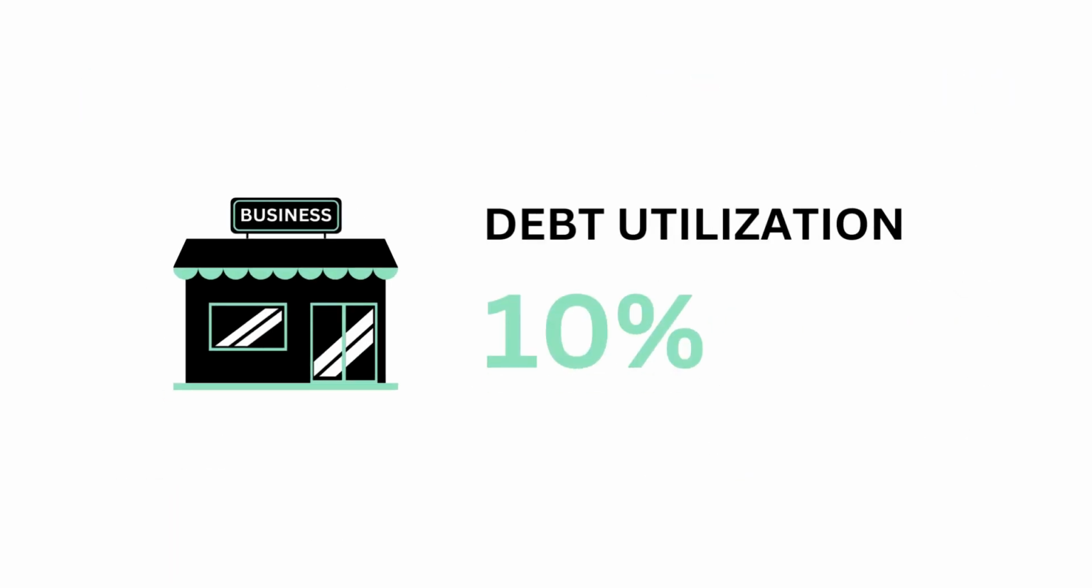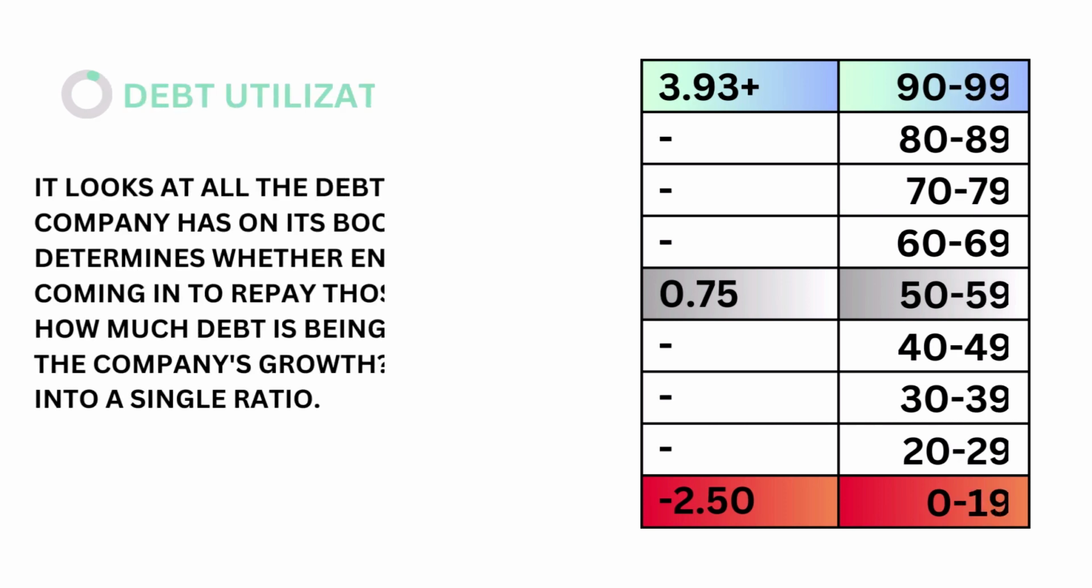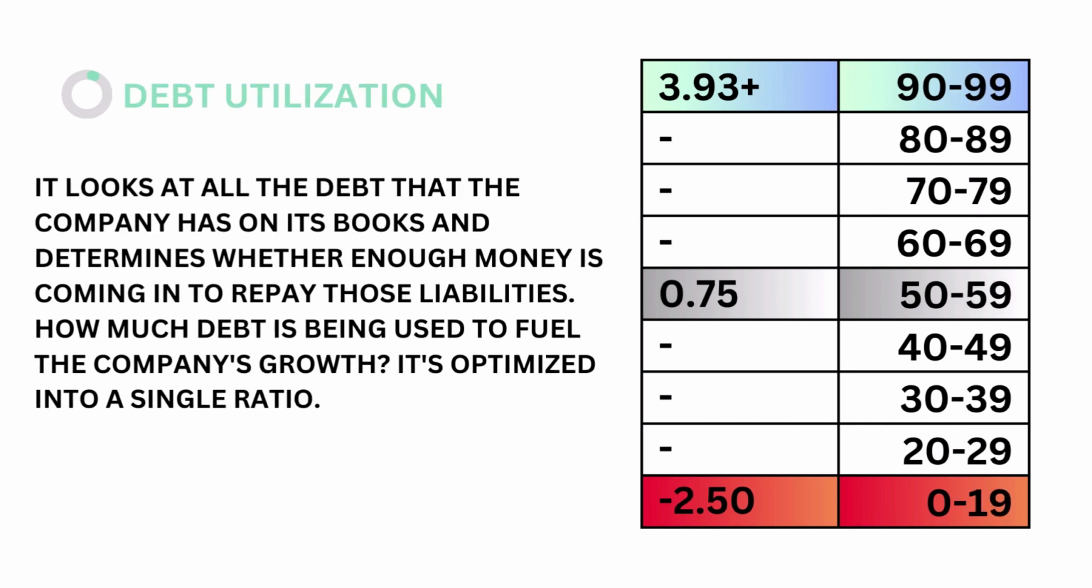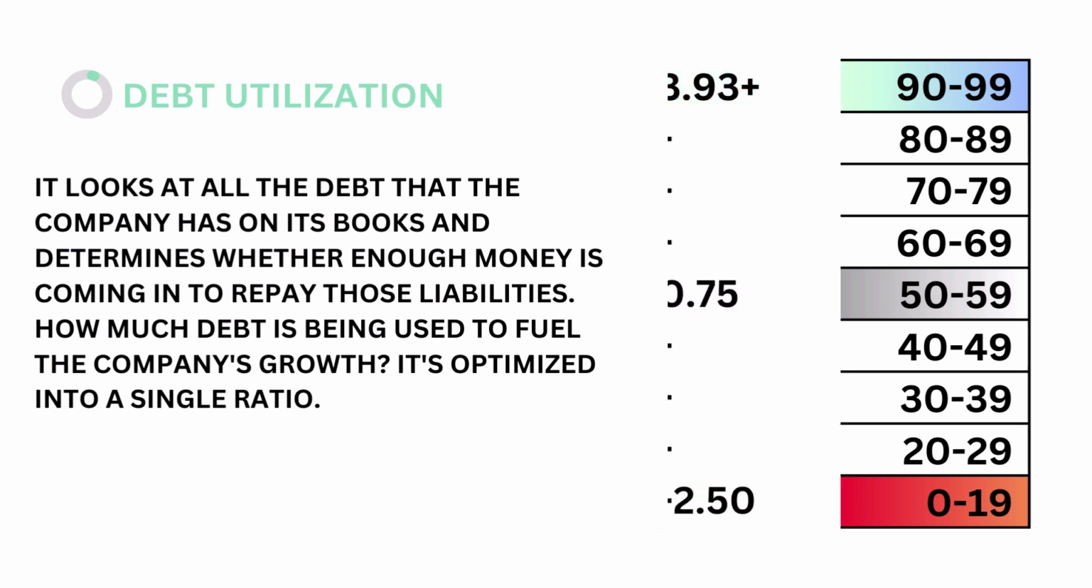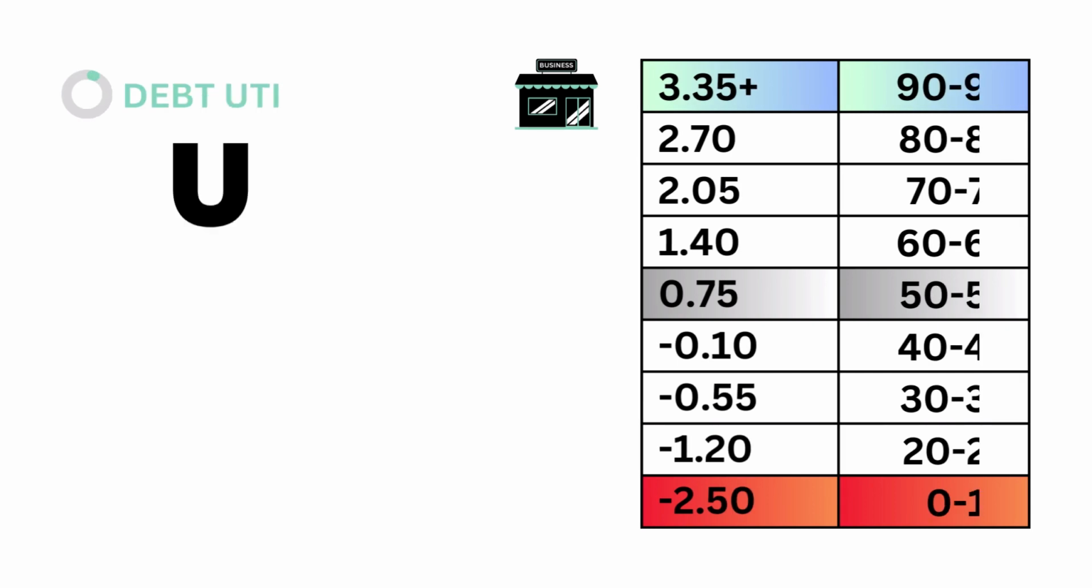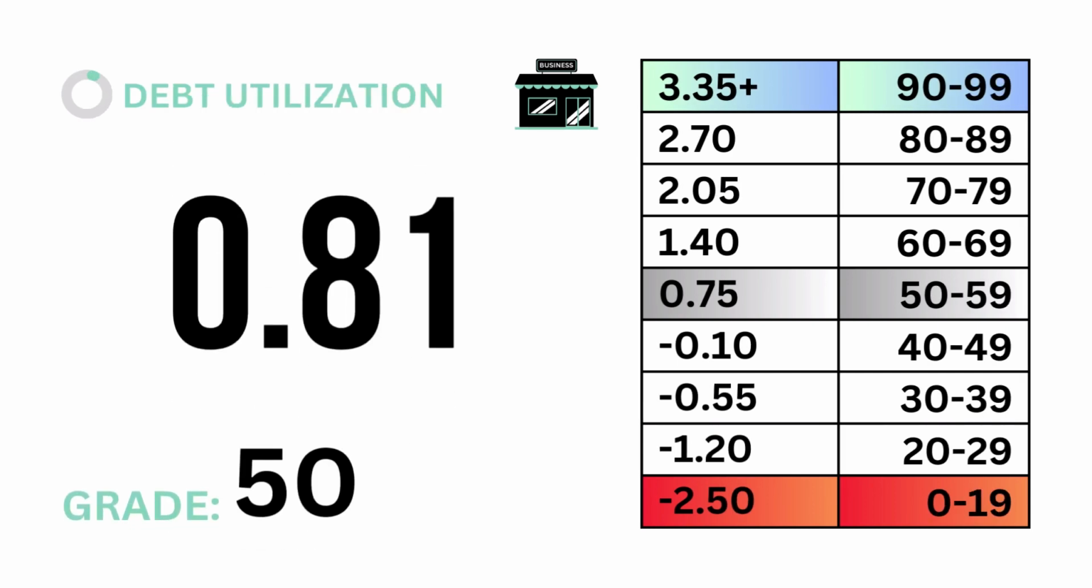Fourth, debt utilization, which accounts for 10%. Debt utilization looks at all the debt that a company has on its books and determines whether enough money is coming in to repay those liabilities. How much debt is being used to fuel the company's growth? It's optimized into a single ratio. The models tell us that a debt ratio of 0.75 is considered average. Here's our debt ratio and debt utilization grade.